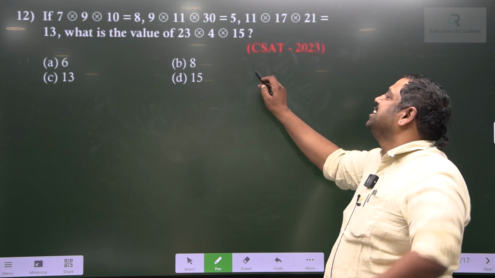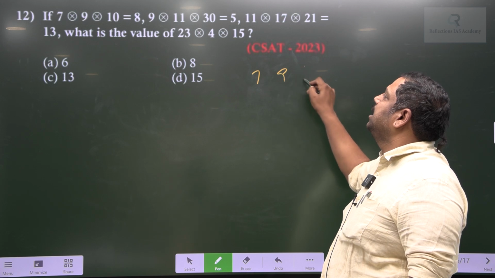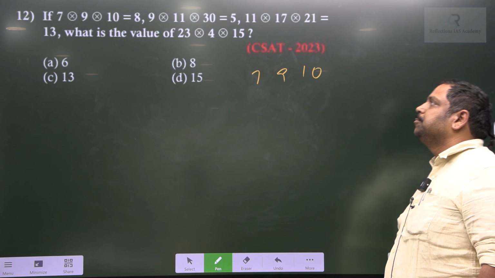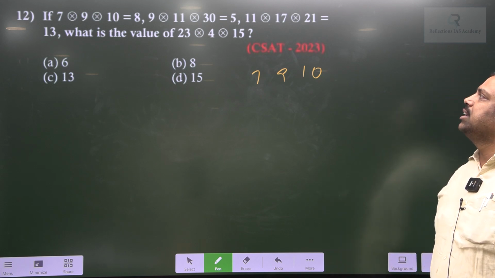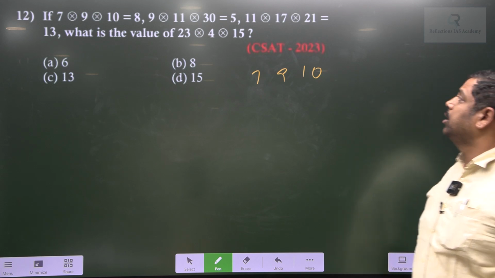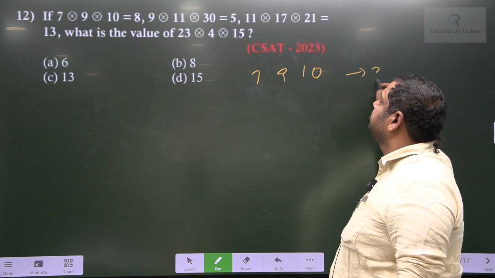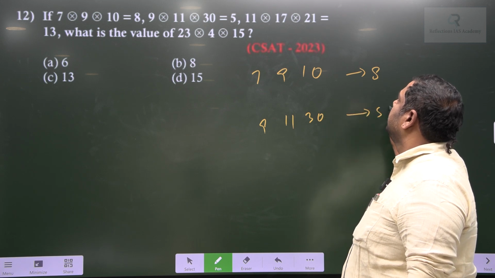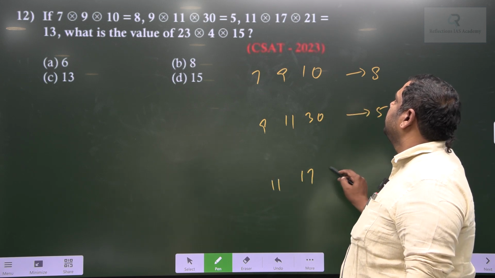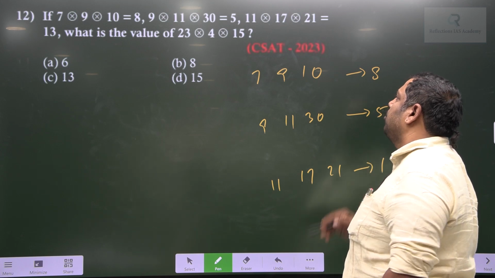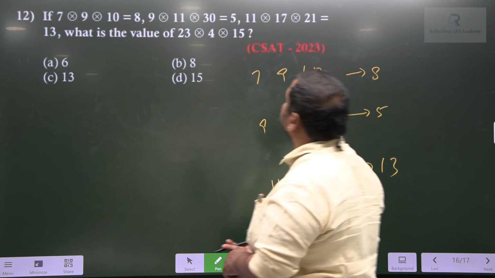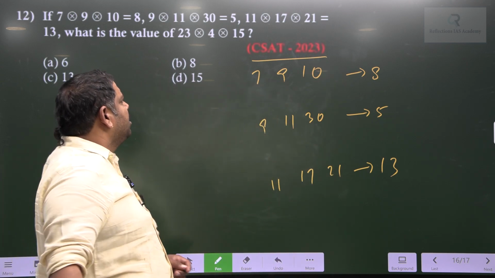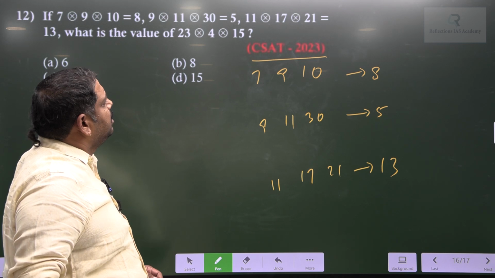Okay. 7 and 9, 10. If you perform some operation, how much you have to get here? 8. Average is not working. Okay. It is equal to 8. 9, 11, 30 is how much here? 5. 11, 17, 21. How much is it here? 13. What is the value of 23, 4 and 15? She said 20, 23. Sum of digits how much here? 16, 7, 1, 8. Completed.